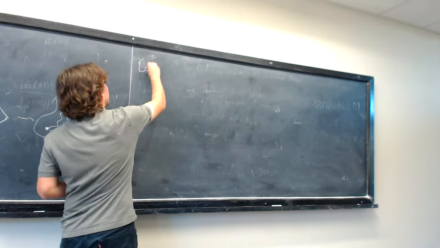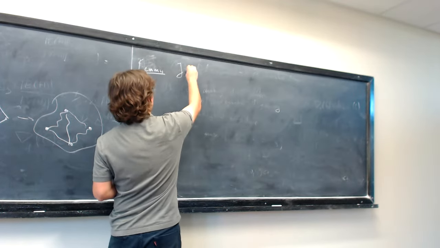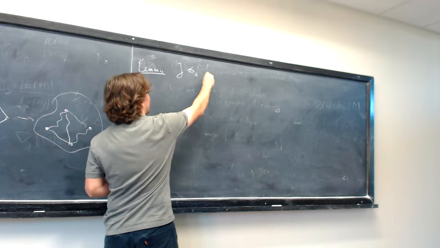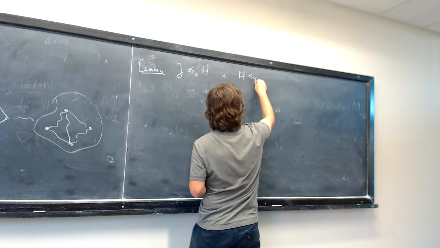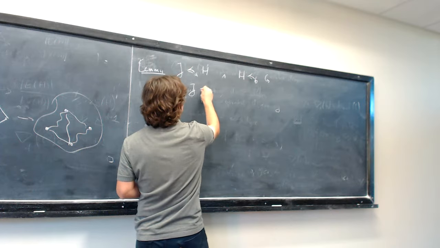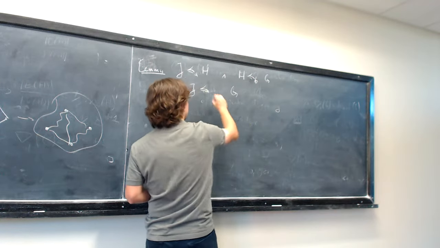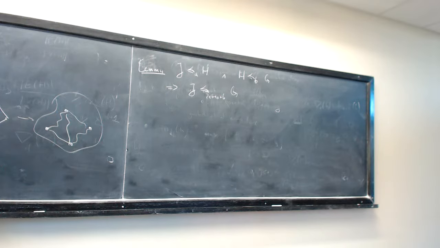So the lemma that I want to now prove is the following: if, say, a graph J is a depth A minor of a graph H, and H is a depth B minor of a graph G, then this implies that J is a depth something minor of G, and the something is 2AB plus A plus B. Yes? So if I have a shallow minor of something, and then I have a shallow minor of this thing, then I can sort of combine the minor models.